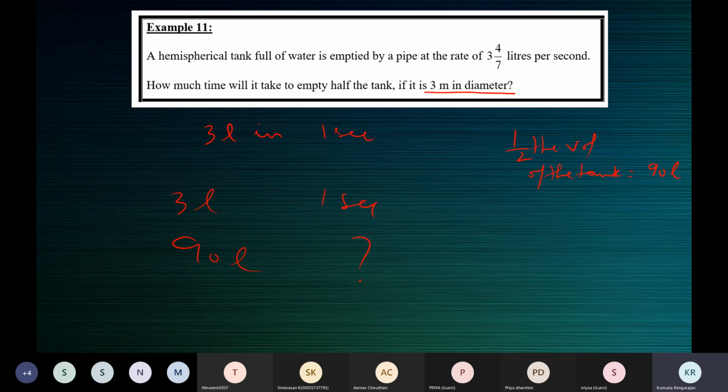So you can use a proportion also if you're not sure. You can say 3 liters is to 1 second as 90 liters is to how many seconds? X seconds.